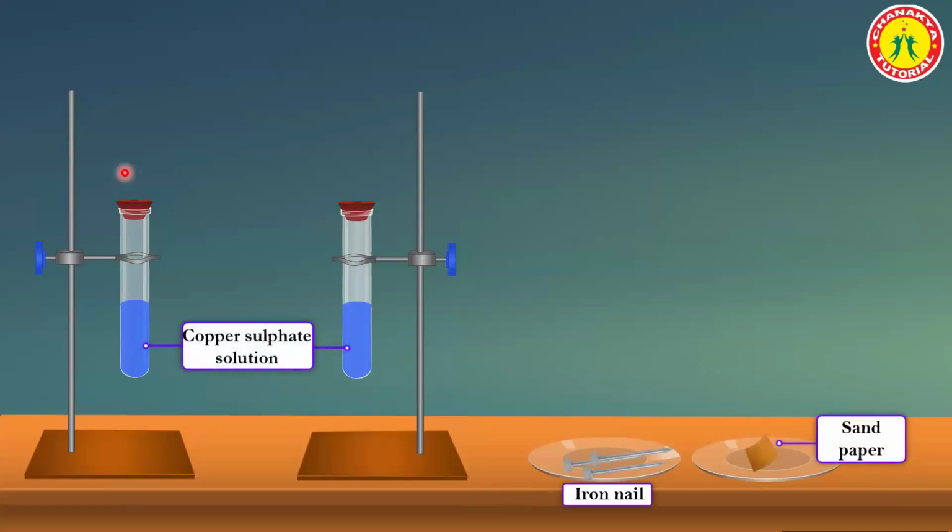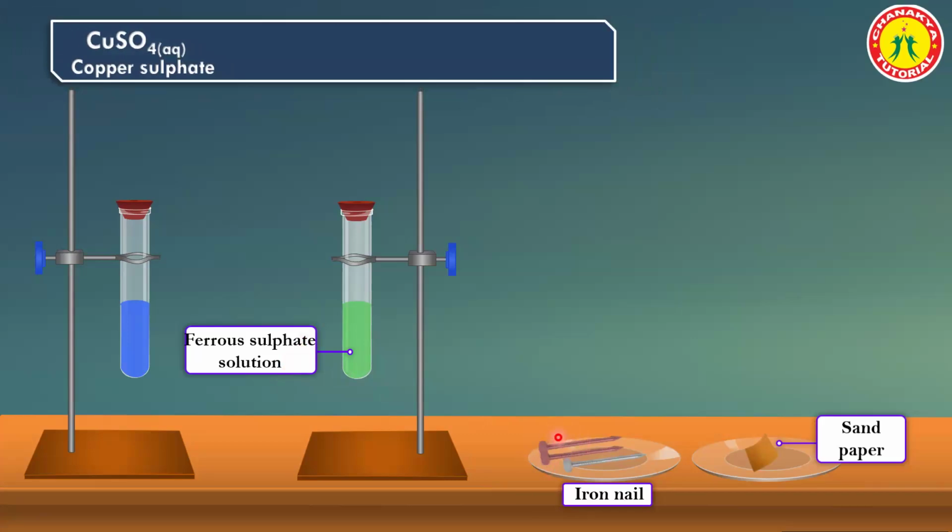We'll take copper sulfate solution. What is present in copper sulfate solution? Copper and sulfate ions. Then we added this iron nail into this copper sulfate solution. After 20 minutes, we'll see that the solution has turned green and the iron nail is plated with copper. What we observe is that this green color is due to ferrous sulfate. That is, the copper sulfate solution now has turned into ferrous sulfate solution and there is copper on the iron nail. So what reaction has taken place?